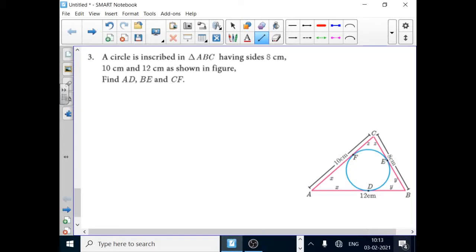It is like the second sum. In the second sum we are taking x, and in the third sum they give the diagram also. So here also one triangle is given. Now they don't mention the type of the triangle. One triangle is given, and inside the triangle there is one circle.